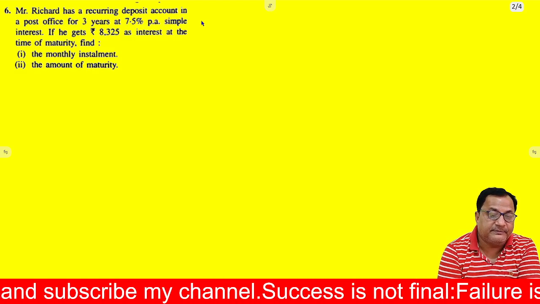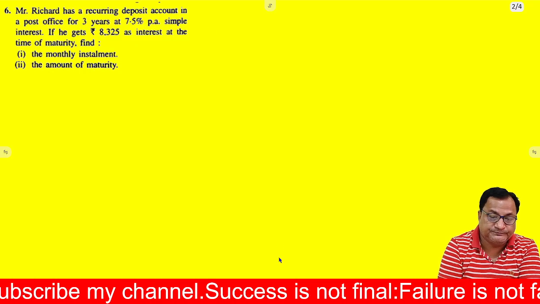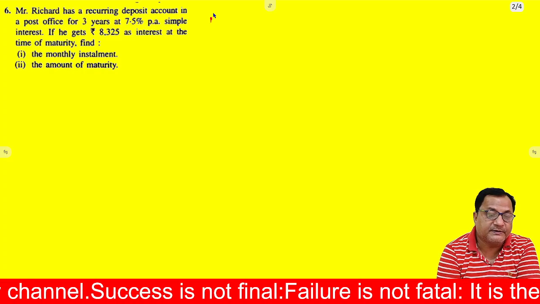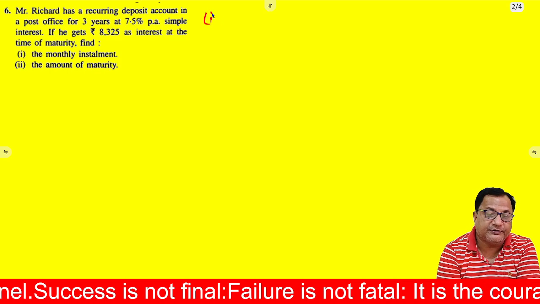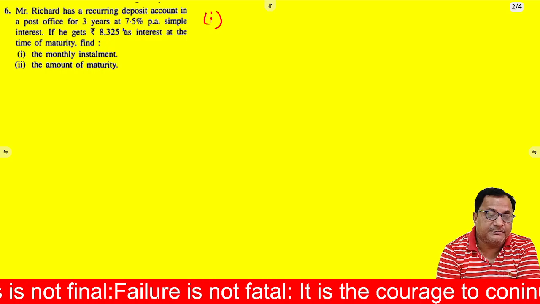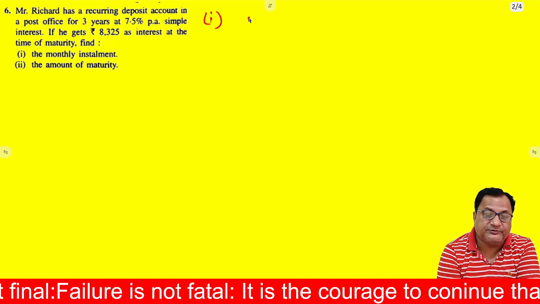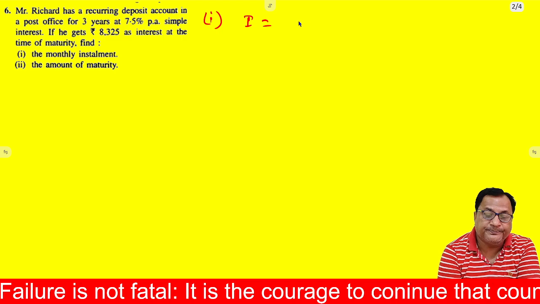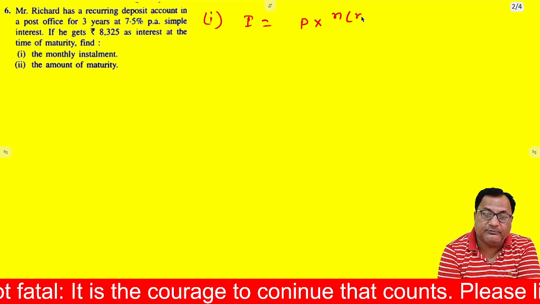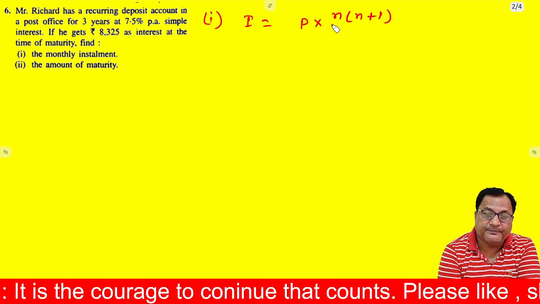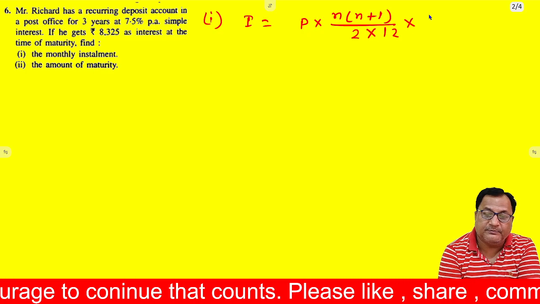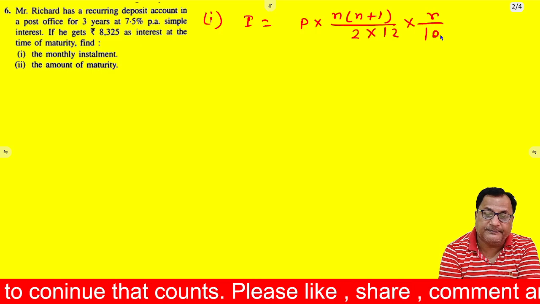See question number 6. For interest, we will use this formula: interest is equal to P into n into (n plus 1) divided by 2 into 12 into R by 100.